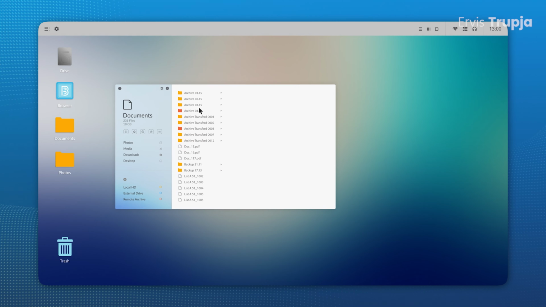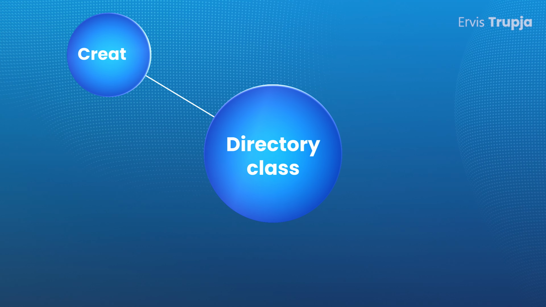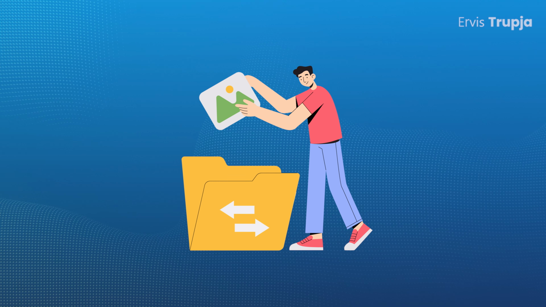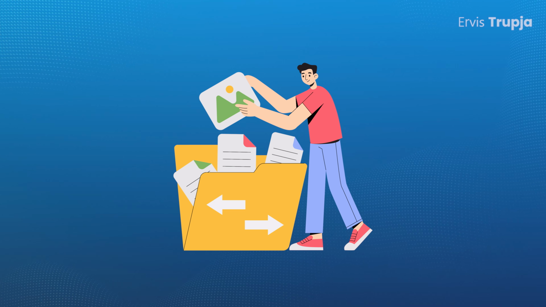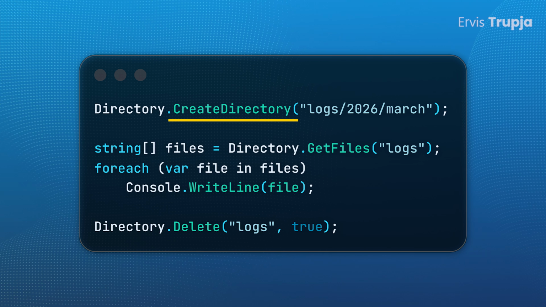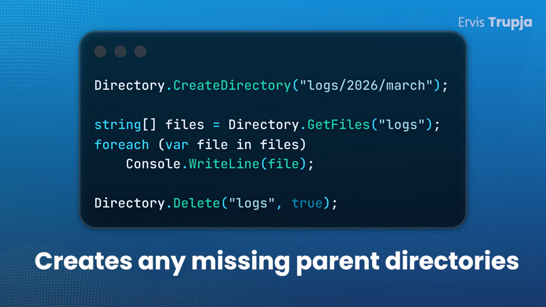Directories organize your files into logical structures. The Directory class lets you create, delete, move, and list directories, making file system management simple and straightforward in your apps. Create directories using the create directory method. This is going to automatically create any missing parent directories.